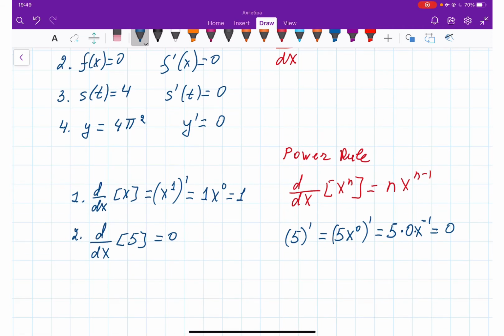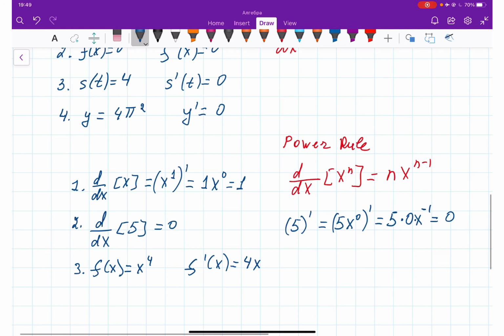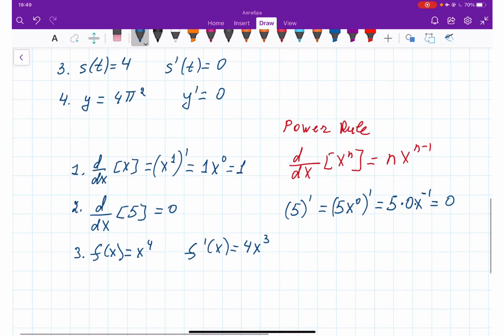Okay. Next example, f of x is equal x to power 4. So that means the derivative f prime of x is going to be equal, 4 comes in front, right? x, and the exponent will be less by 1, which is going to be 3. Okay?